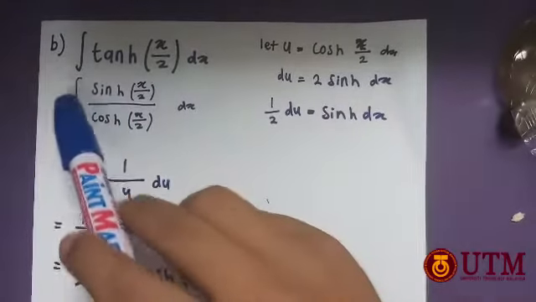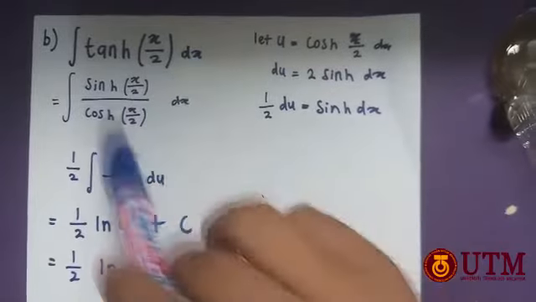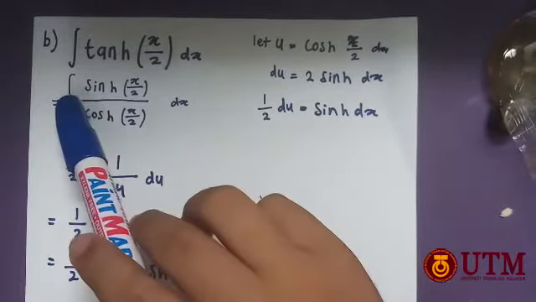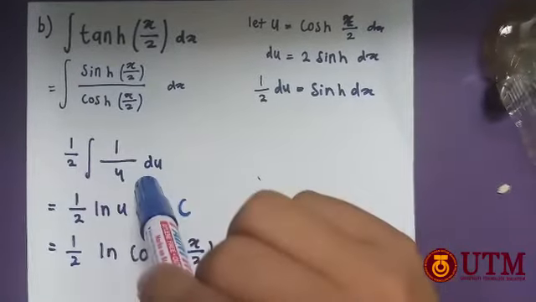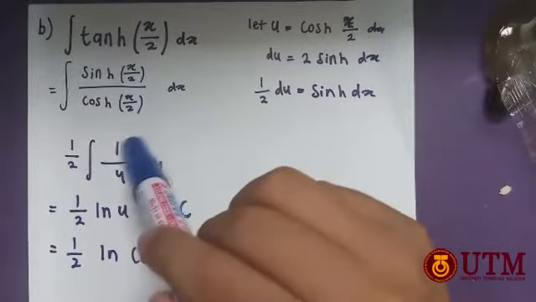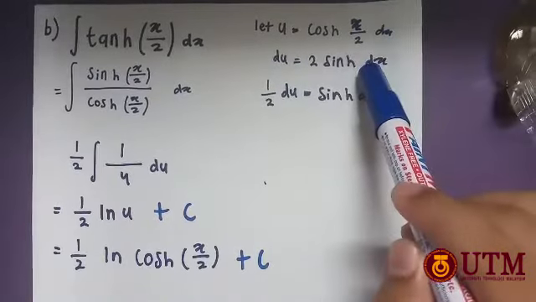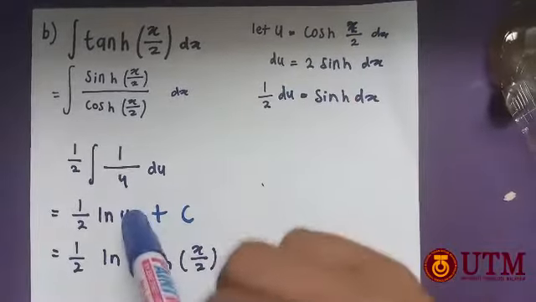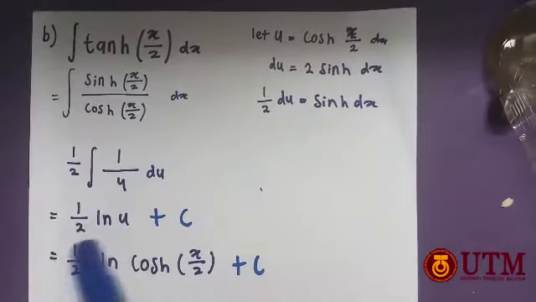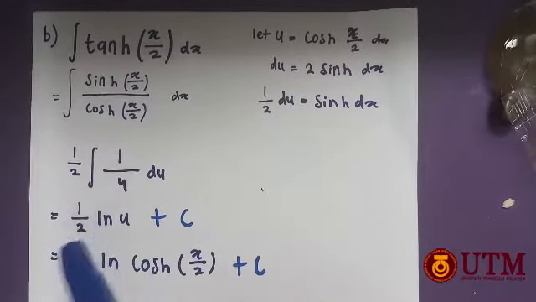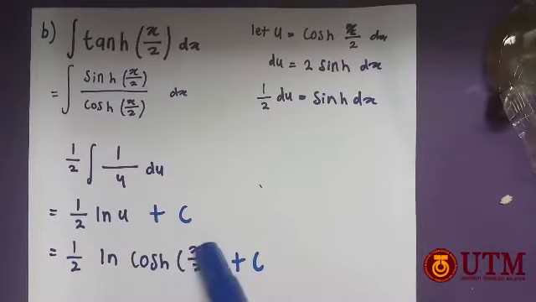So for question 23b, we need to integrate hyperbolic tan x over 2 dx. So we change hyperbolic tan into hyperbolic sin over hyperbolic cos. After that, we use the substitution method to integrate this. Let u equal hyperbolic cos x over 2. Then differentiate it. Then put it into the equation. Then we just integrate 1 over u, which equals ln u. So 1 over 2 ln u plus c equals 1 over 2 ln hyperbolic cos x over 2 plus c.